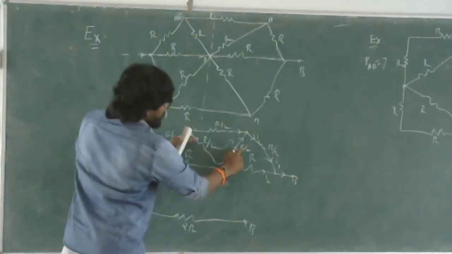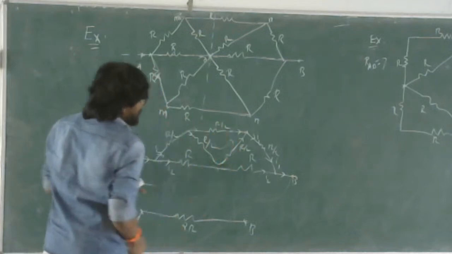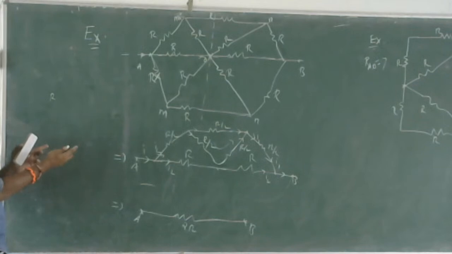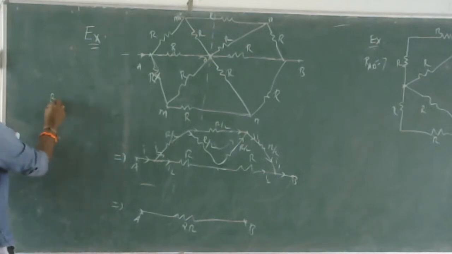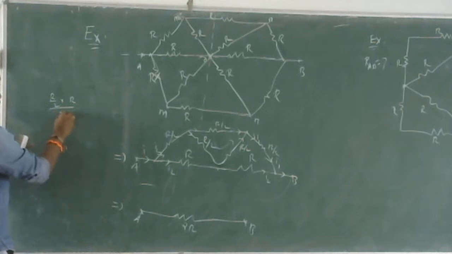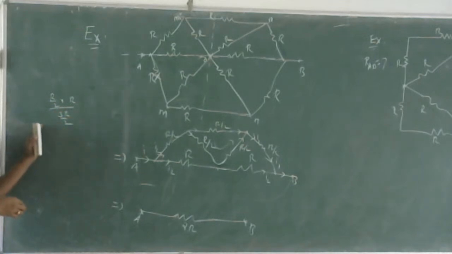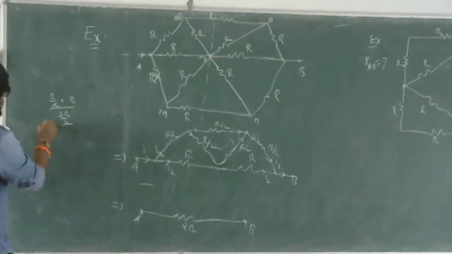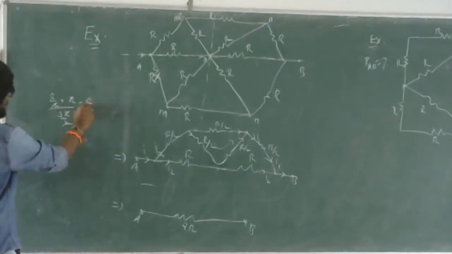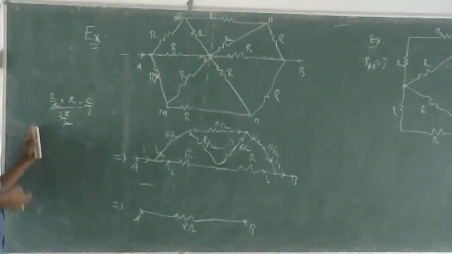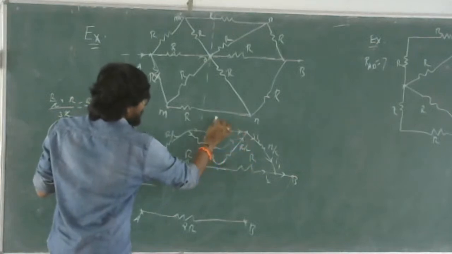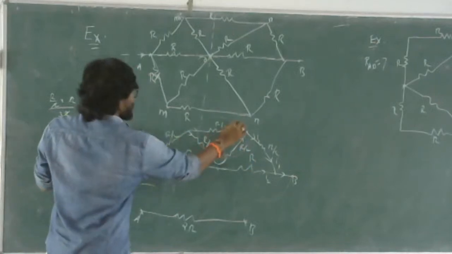Then what about these two? This part, R by 2 plus R by 2 is R, which is in parallel with R by 2. What is the effective? R1 R2 by R1 plus R2. So this is R by 2 into R, divided by R plus R by 2, which is 3R by 2. So you can write it as, the 2 cancels, R cancels, it is R by 3. This is R by 3. Check it quickly, check it yourself. So the effective of these all will become R by 3.